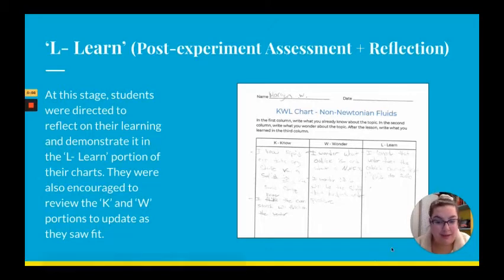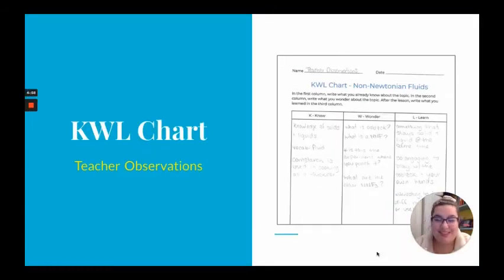So along with my volunteer, I also made some observations of our experiment, and I kept them in another copy of the KWL chart. Mostly we observed the same thing, although I tried to give a little bit more detail and write down his thoughts.